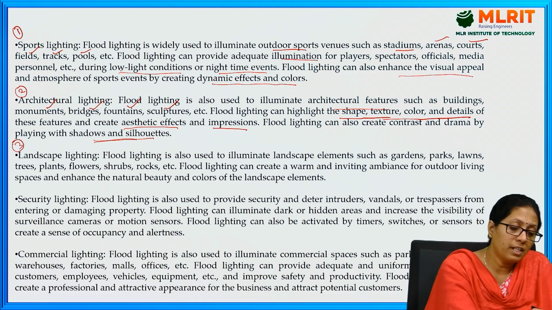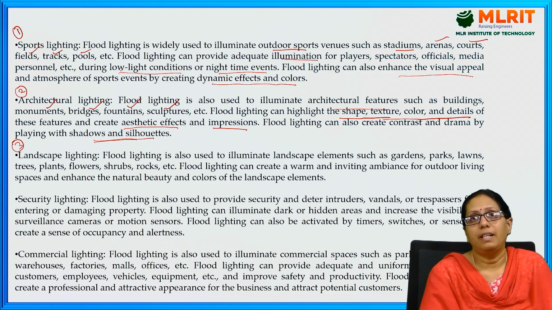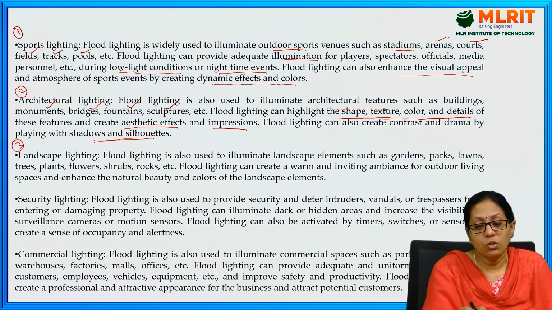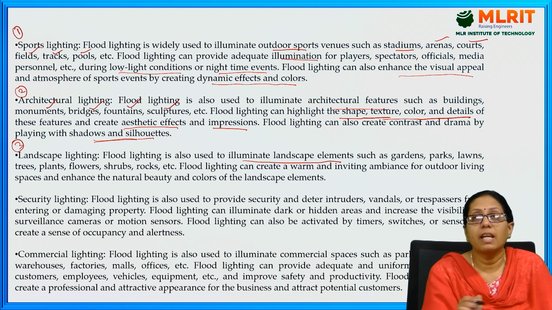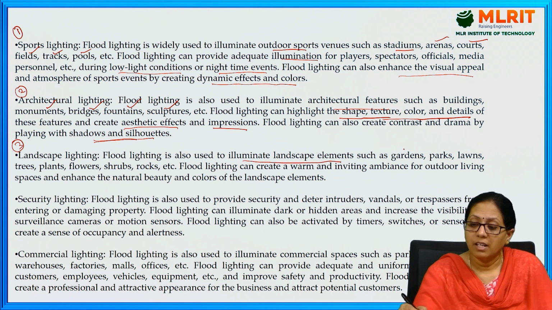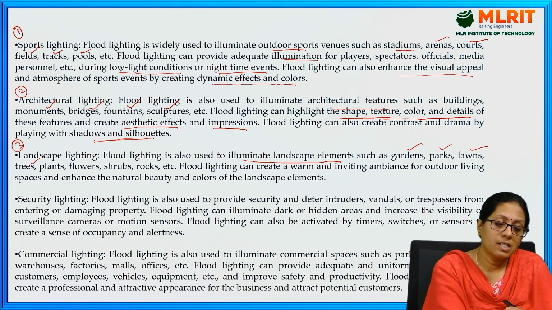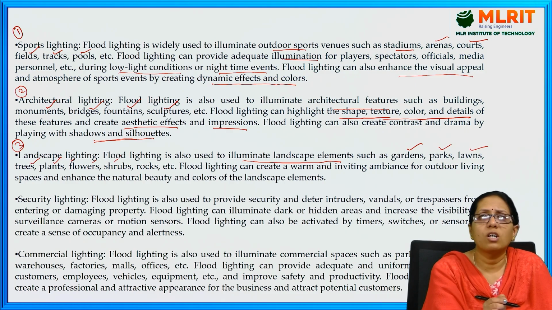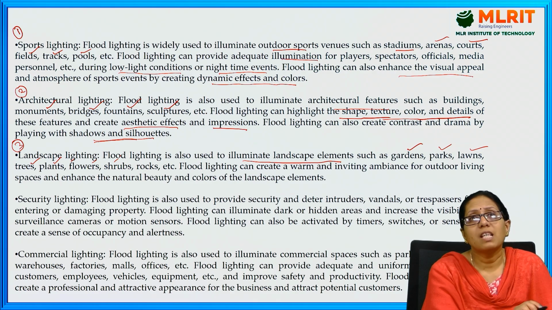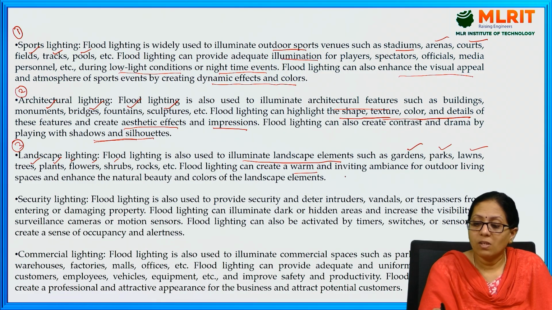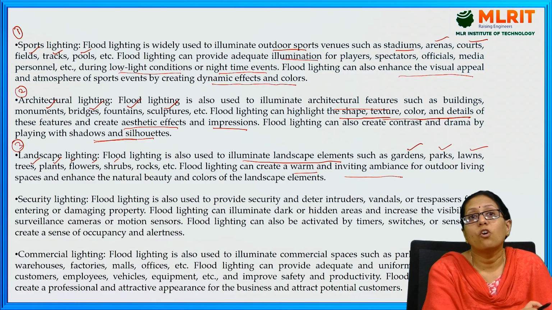Third application is landscape lighting. Flood lighting is also used to illuminate landscape elements such as gardens, parks, lawns, trees, plants, flowers, shrubs, rocks. All these are applications of landscape lighting. Flood lighting can create a warm as well as inviting ambience for this landscape lighting system.